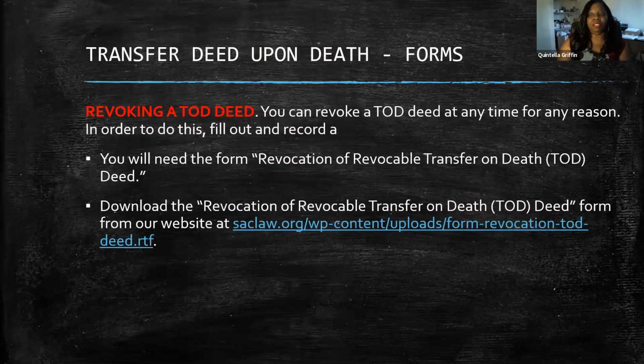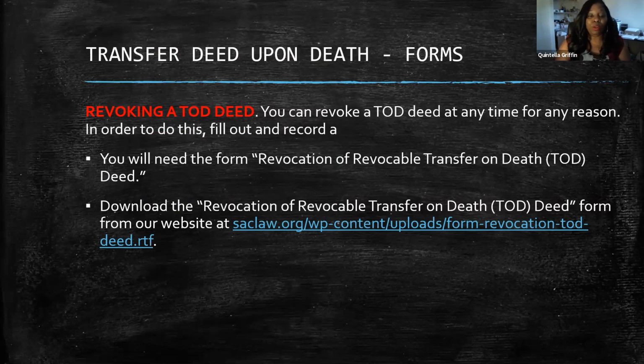Transfer deed upon death. So here's the second form. This is form number 2, revoking a TOD. You have the right to revoke the TOD deed at any time for any reason. You don't have to give anybody any reason. You don't have to give anybody an explanation. I don't want you to be my beneficiary anymore. You have a right to change your mind.